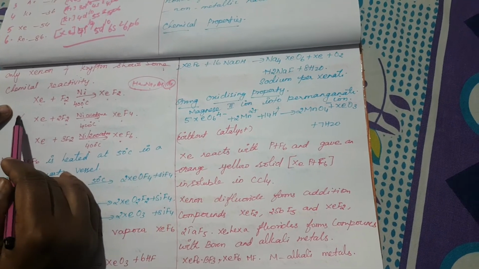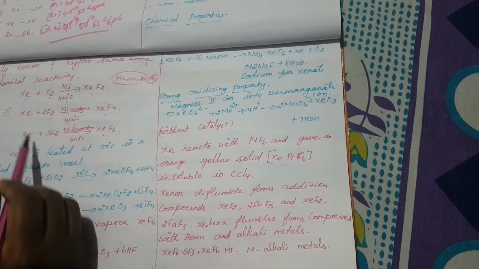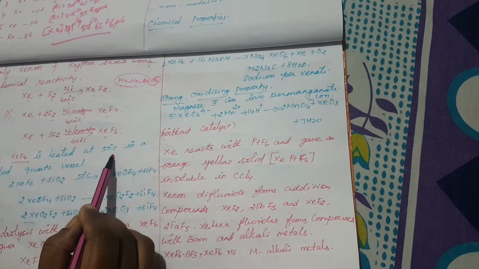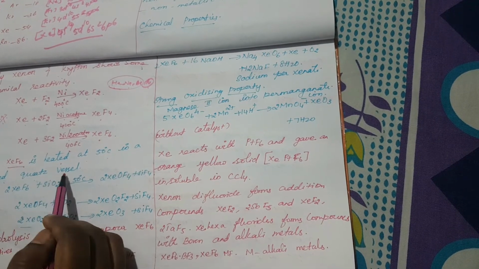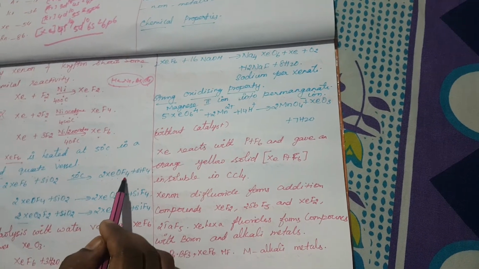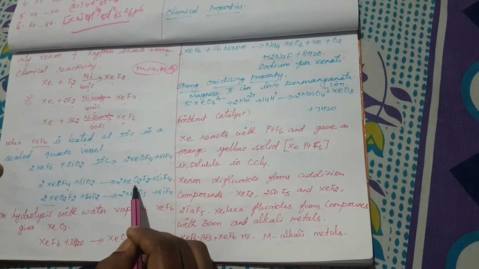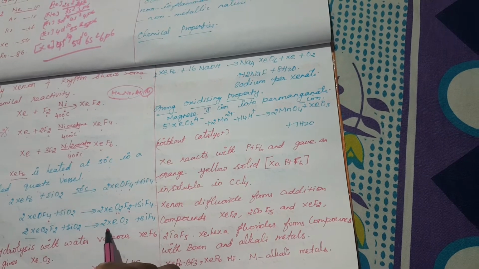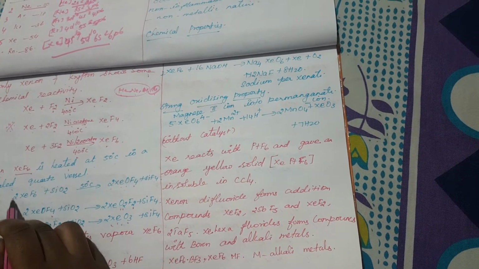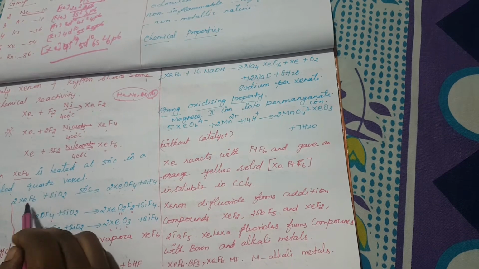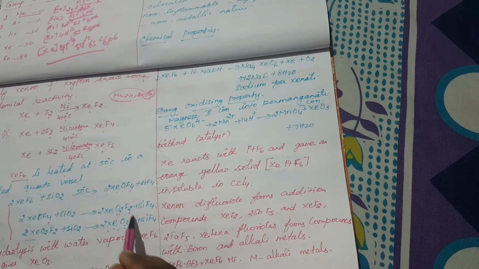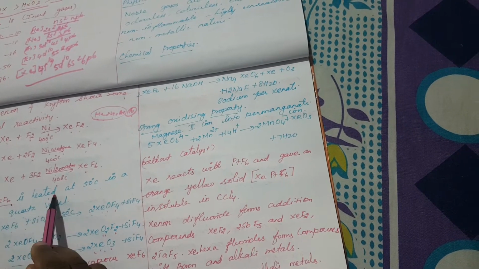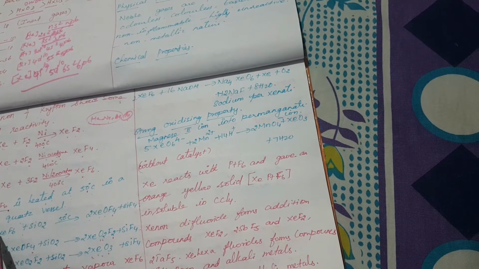Sometimes they ask to complete the following equation. When xenon hexafluoride is heated at 50 degrees Celsius in a sealed quartz glass, what will be obtained? Xenon oxytetrafluoride, xenon dioxydifluoride and xenon trioxide. These are all the equations for xenon hexafluoride, the complete consecutive equation when it is heated at 50 degrees Celsius in a sealed quartz glass.